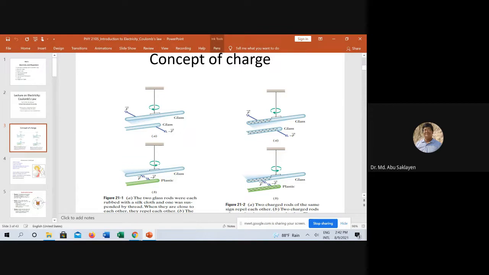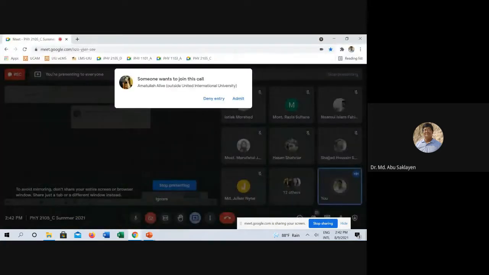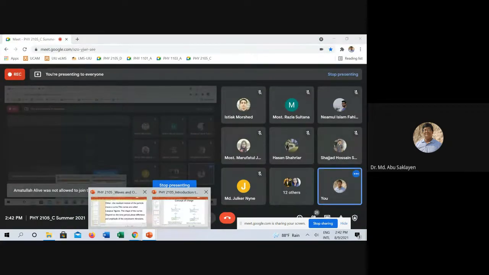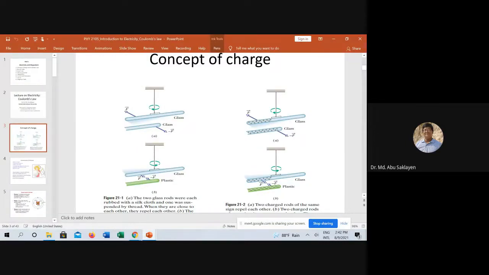And if one rod is replaced by a plastic rod, and the plastic one is rubbed with fur, another type of cloth, and you bring them nearer, you will find the suspended rod attracts the plastic rod. That means the suspended glass rod moves towards the plastic rod.